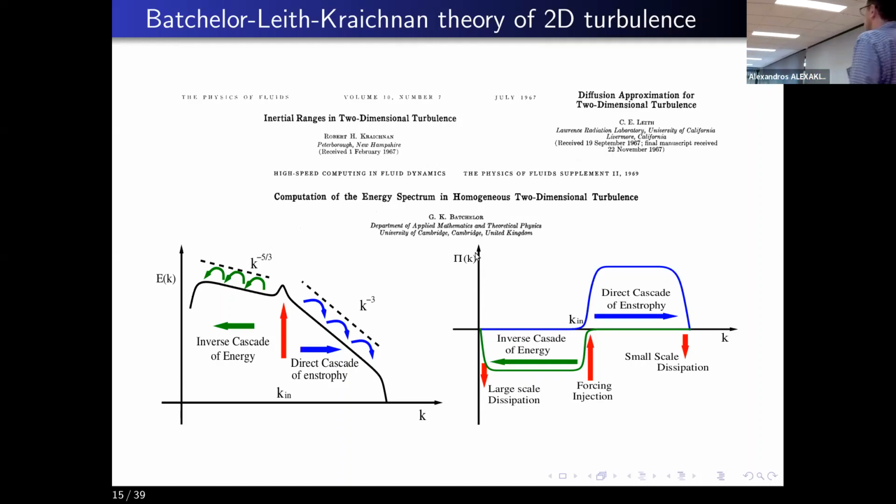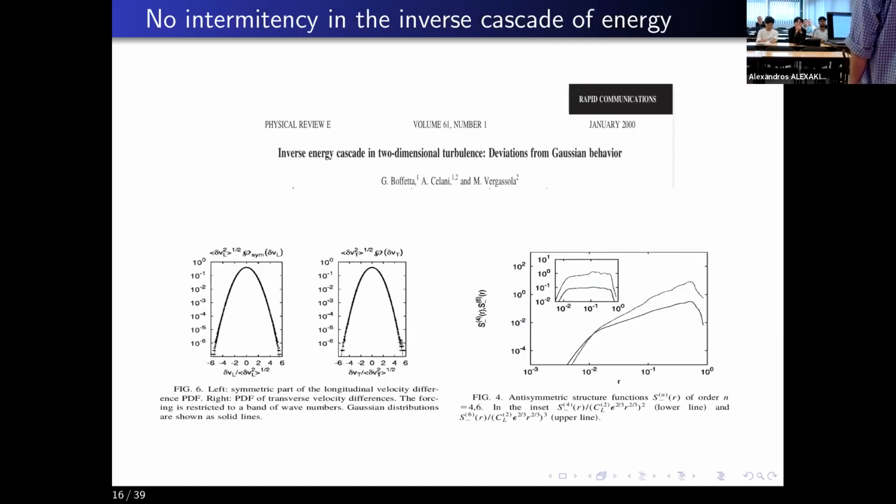And that's our understanding of two-dimensional turbulence. Now, even further than that, what was shown is that the reverse cascade of energy for two-dimensional turbulence is not intermittent. When we look at the PDFs, in work done by Boffetta, Celani, and Vergassola, they get very nice, close to Gaussian PDFs.